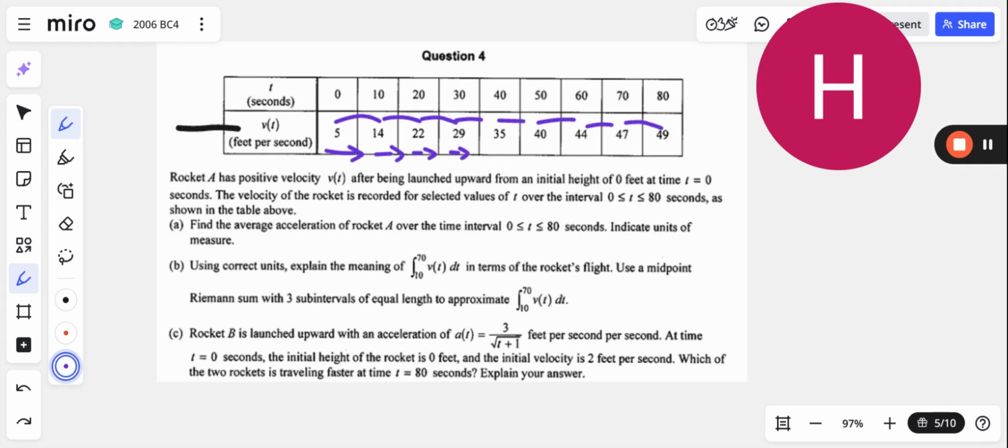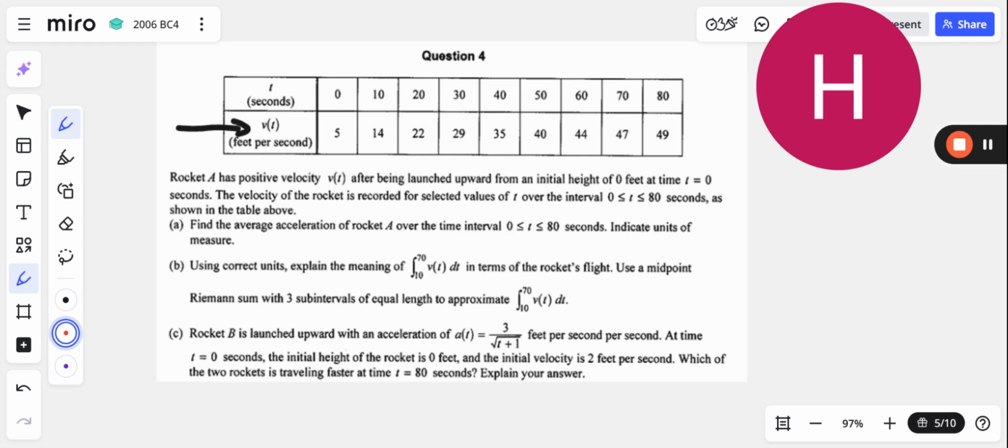Let's see, the velocity of the rocket is given for selected values above. Yeah, makes sense. All of those are equal lengths in interval time, 10 seconds each interval. So let's take a look at part A. See what they want us to do.